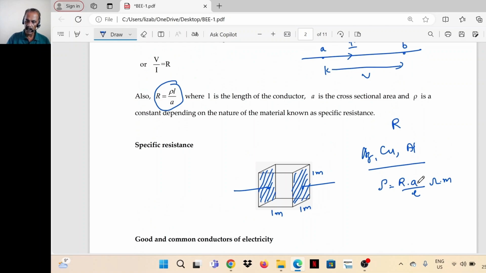R in ohms, A in meter square, L in meter. So simplifying, you will get it as ohm meter.